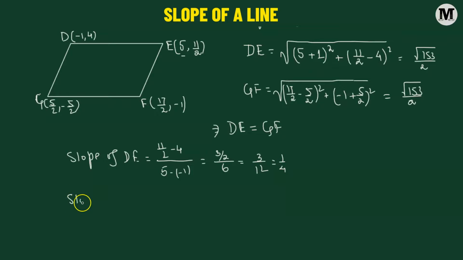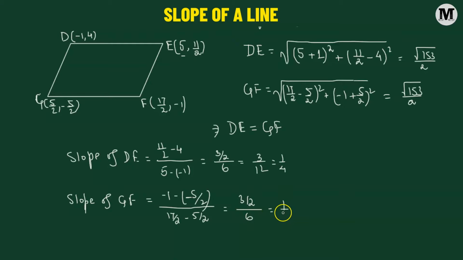Next, we'll find the slope of the side GF. In the numerator, we will have the difference of the y coordinates, so -1 minus -5 over 2. And in the denominator, we have 17 over 2 minus 5 over 2, which is simply 6. So that's going to give us a value 3 over 2 in the numerator, and in the denominator, we're going to have 6. So this is also giving us a value equal to 1 over 4.